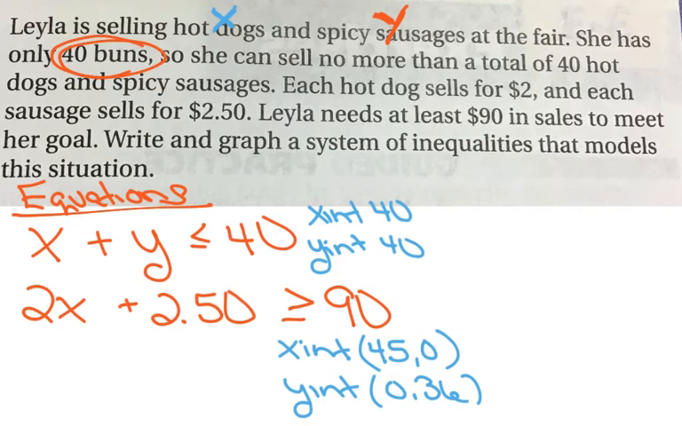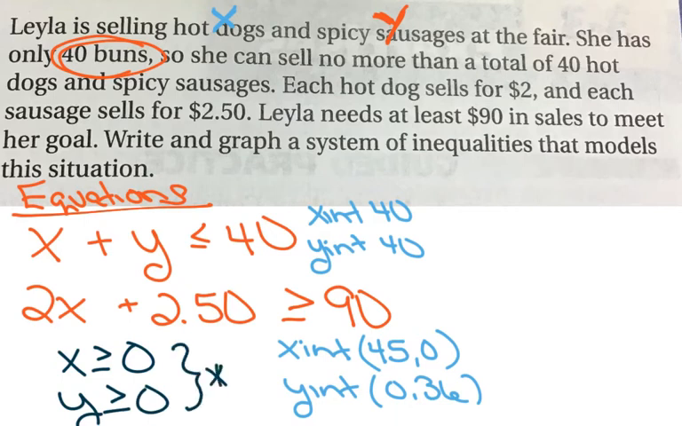Okay, now we obviously can't be selling 0 of anything, so x needs to be greater than or equal to 0, y has to be greater than or equal to 0. Those are nice to put in there and get in the habit of doing because, again, you can't have negative hot dogs or negative spicy sausages.